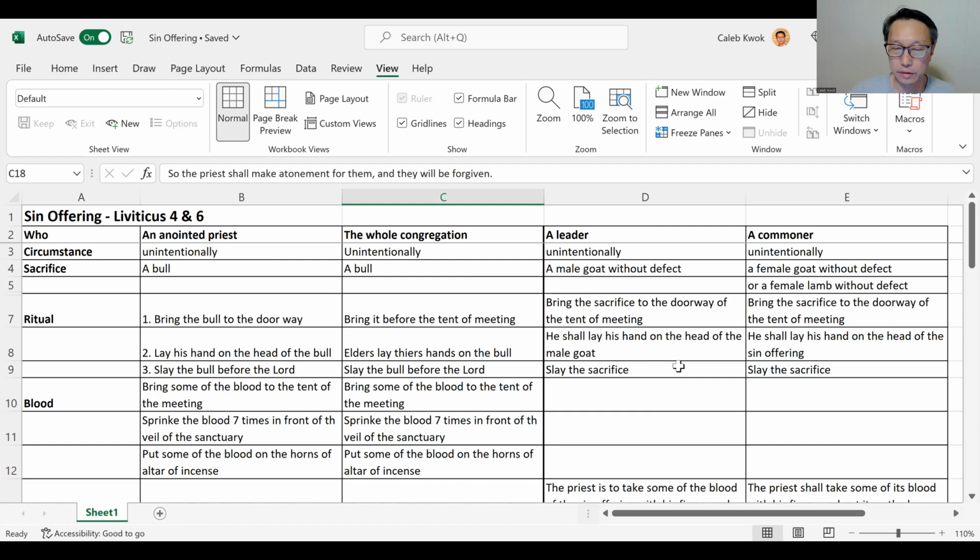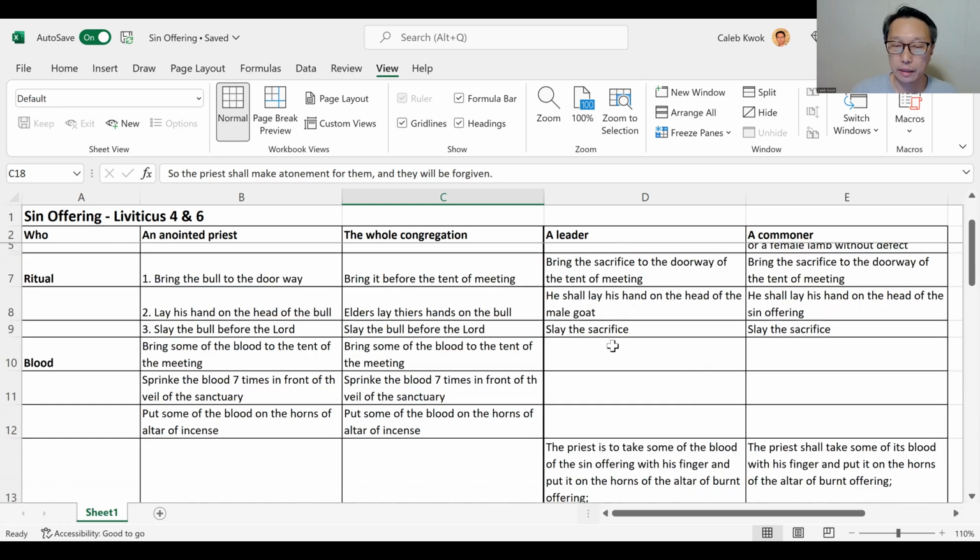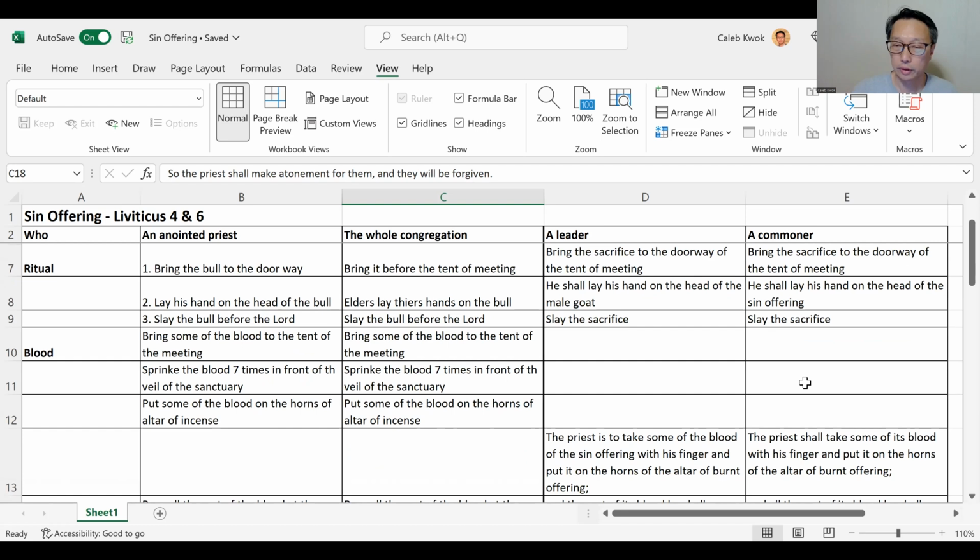And then slay the sacrifice. Now, pay attention here. I didn't put down anything here, okay? Because for the leader and the commoner sin offering, they do not need to bring the blood inside the tent of meeting, okay? Only the high priest and the whole congregation need to bring some blood inside and sprinkle it on the veil, right? And then put it on the horns of the altar of incense. But for the leader and the commoner sin offering, they don't need to do that.